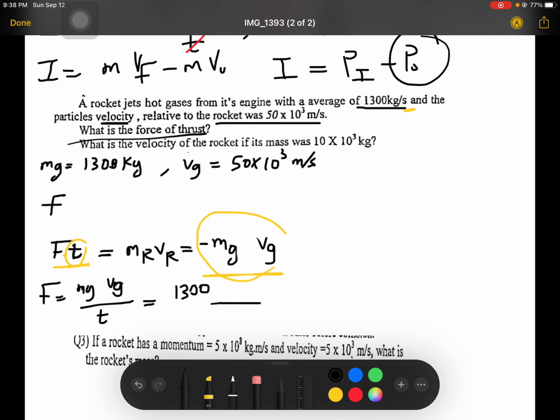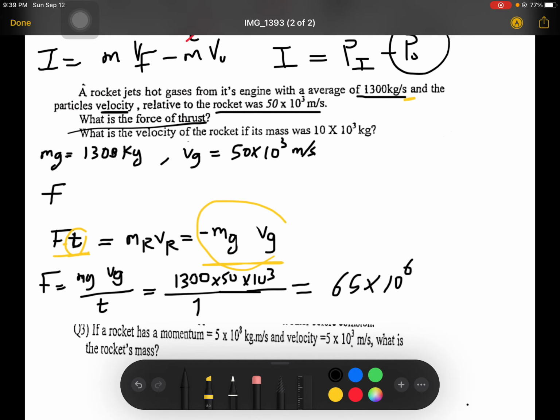Okay, mg is 1300, time is 1 second, and vg is 50 times 10 power 3. By using the calculator, the answer is 65 times 10 power 6. Okay, this is force, so the unit is going to be Newton.